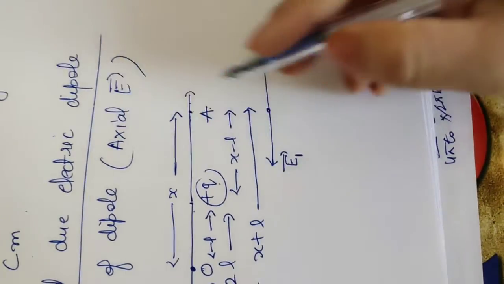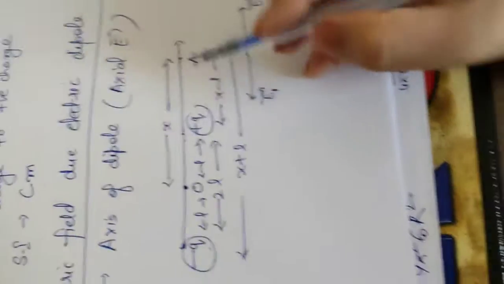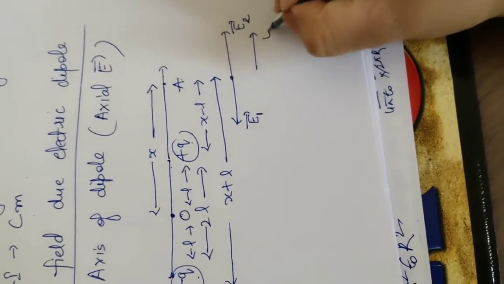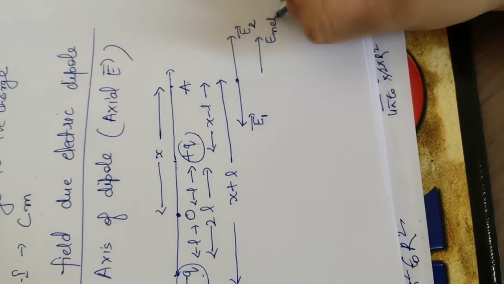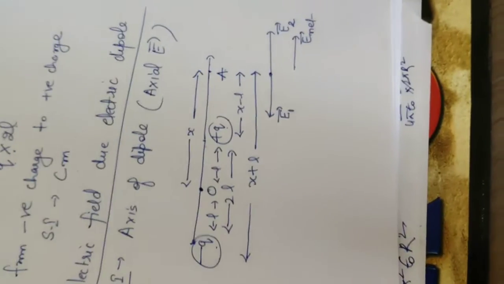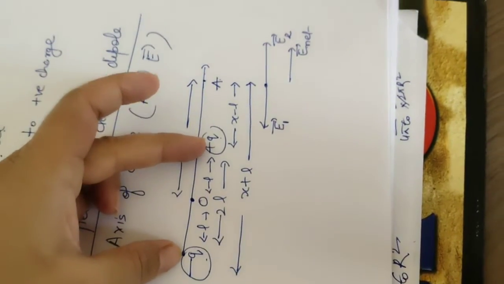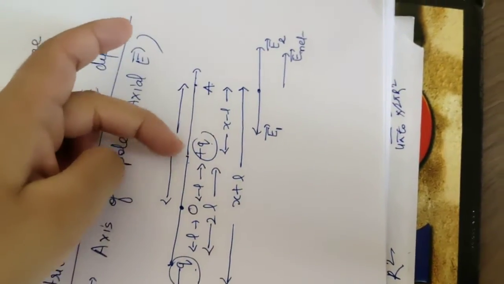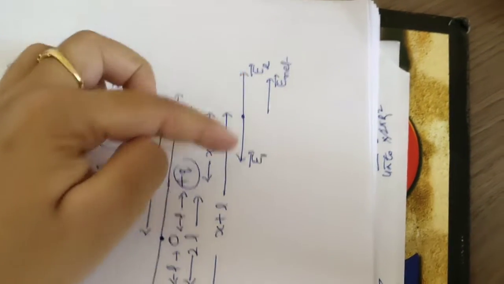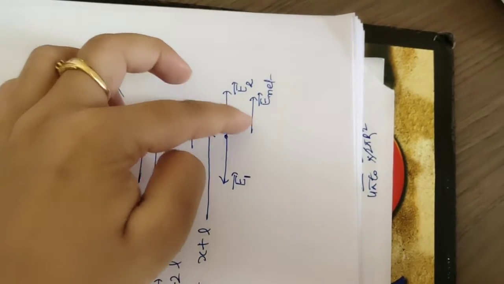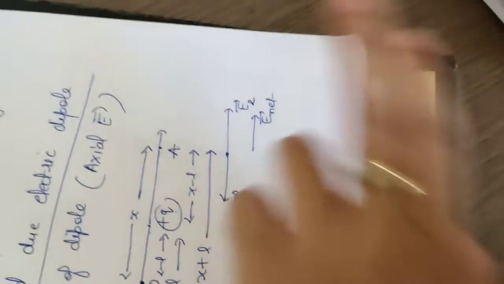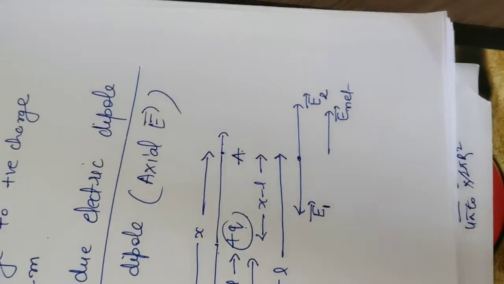Net electric field at A due to these two charges will be in the same direction as that of E2. Why is it so? Because the magnitudes of these two charges are equal, but A is nearer to the plus Q charge, so we can say that the value of E2 will be greater than that of E1, and the net electric field intensity will be stronger towards E2. That is, the direction will be towards E2.